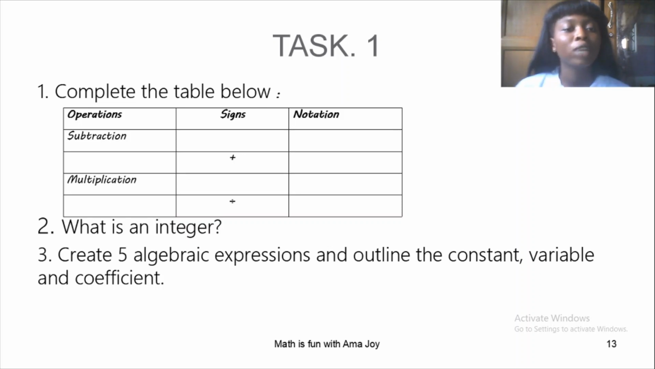Then the second one is, what is an integer? Remember I told you that this is a task I'll be giving you. So I want you to go and find what an integer is, then you tell me. Then the next one is, you should create 5 algebraic expressions and outline the constant, the variable, and the coefficient. For each algebraic expression you create, I want you to show me what the constant is, what the variable is, and what the coefficient is.